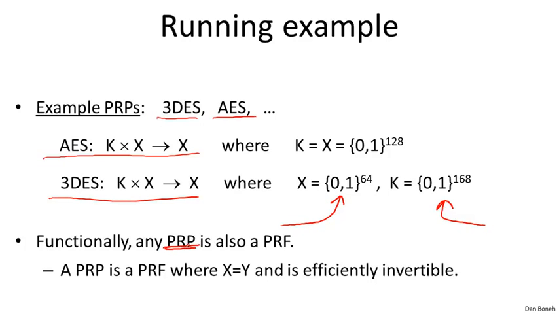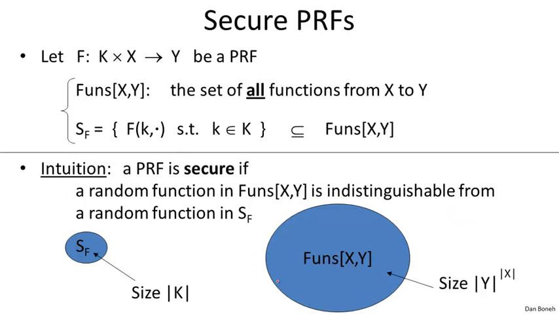Now one thing that I wanted to point out is that in fact any pseudo-random permutation, namely any block cipher, you can also think of it as a PRF. In fact, a PRP is a PRF that has more structure. In particular, a PRP is a PRF where the input space and the output space are the same, so X is equal to Y, and in fact is efficiently invertible once you have the secret key k. Okay, so in some sense, a PRP is a special case of a PRF, although that's not entirely accurate, and we'll see why in just a second.